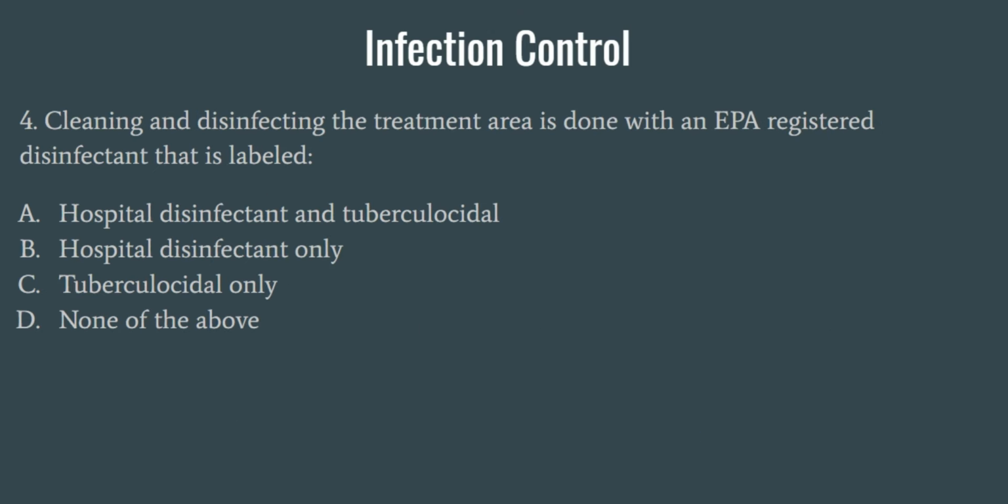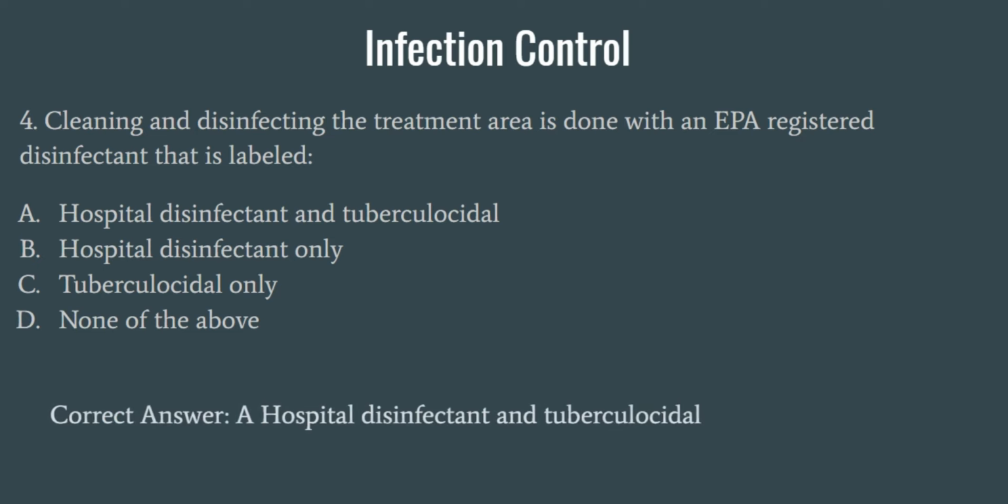And last, cleaning and disinfecting the treatment area is done with an EPA registered disinfectant that is labeled A, hospital disinfectant and tuberculocidal, B, hospital disinfectant only, C, tuberculocidal only, or D, none of the above. And the correct answer is A, hospital disinfectant and tuberculocidal.